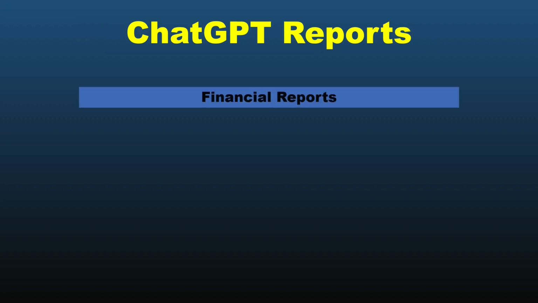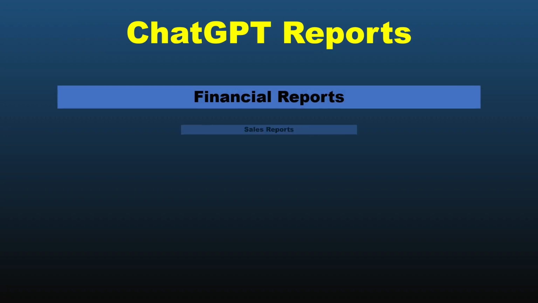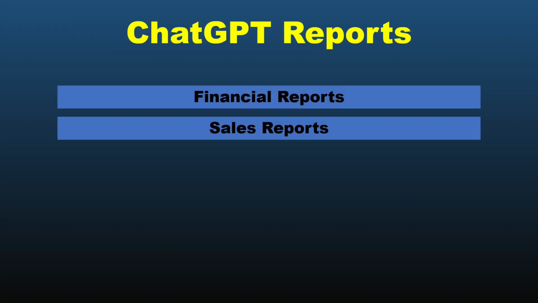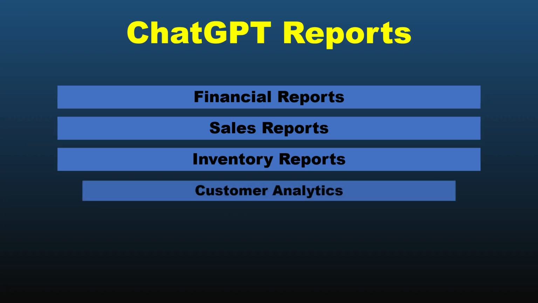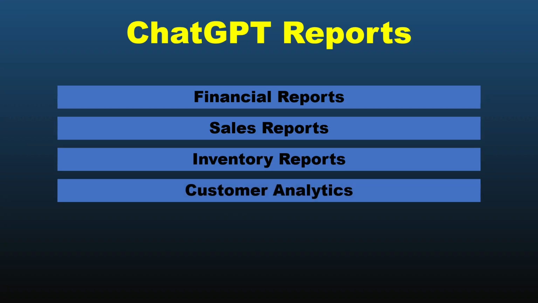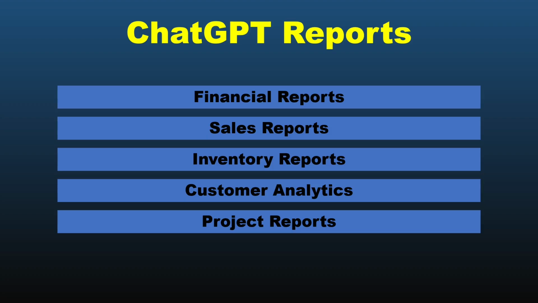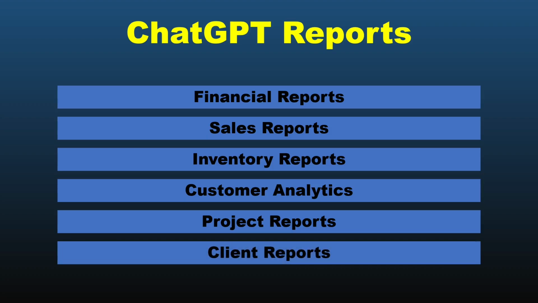You can also use ChatGPT to create reports for many different industries and workflows. Businesses can generate financial reports, sales reports, inventory reports, and customer analytics. Students can create project reports faster. Freelancers can build client reports more efficiently. Office workers can automate repetitive reporting tasks that normally consume hours every week. Once you start using AI for reporting, it becomes difficult to go back to manual workflows.